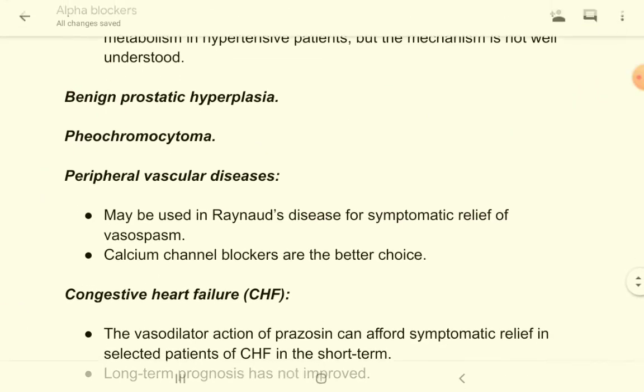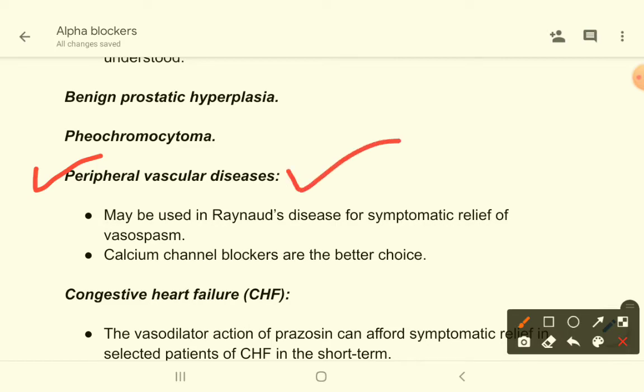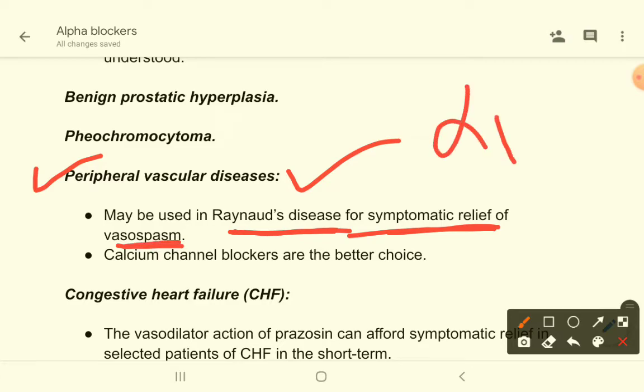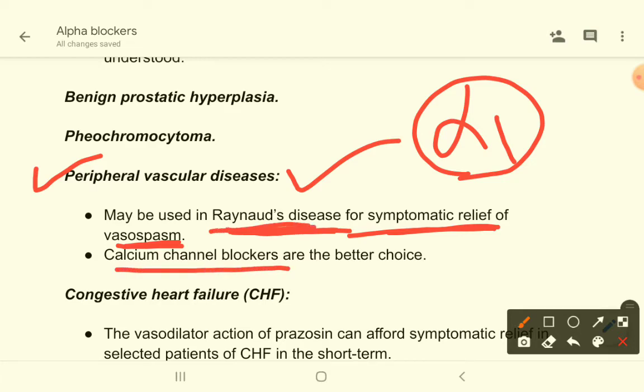So these drugs can be used in peripheral vascular disease like Raynaud's disease, but not in Buerger's disease. In case of peripheral vascular disease like Raynaud's disease, these drugs can give you some symptomatic relief because there is vasospasm. So if you give alpha 1 blockers, that can lead to decreased vasospasm, and some symptomatic relief, but these drugs are not preferred in the treatment of Raynaud's disease, because calcium channel blockers are the better choice.